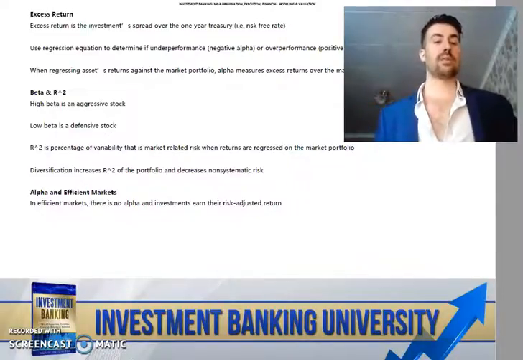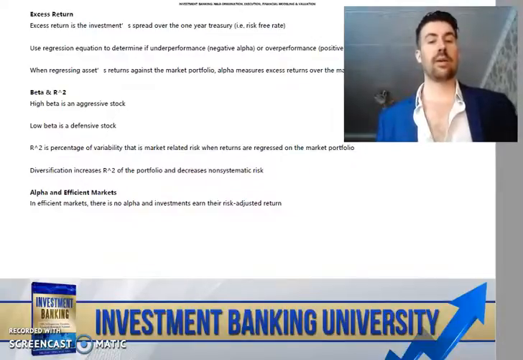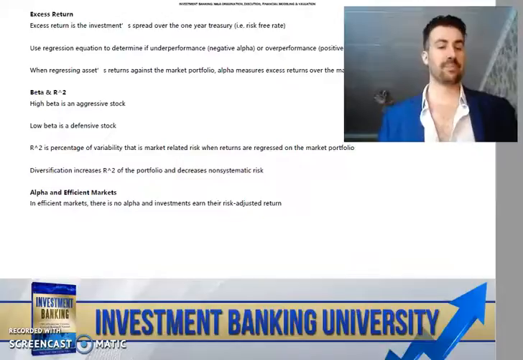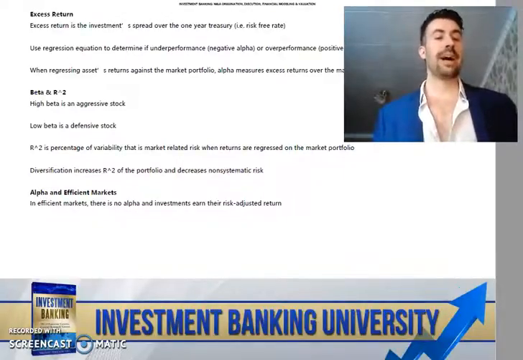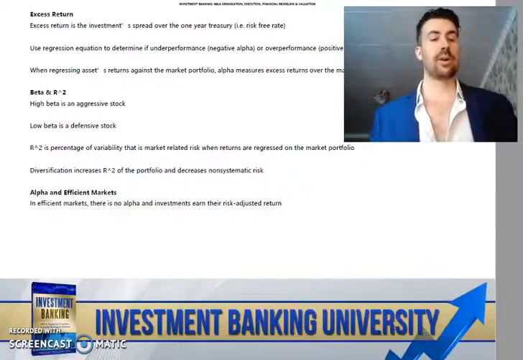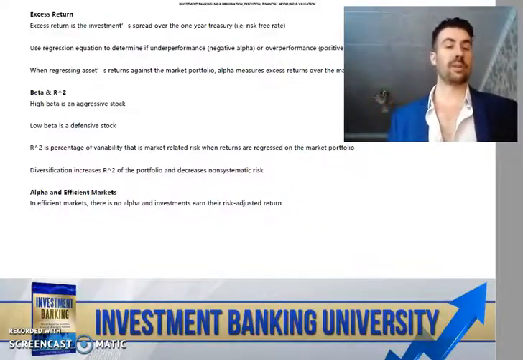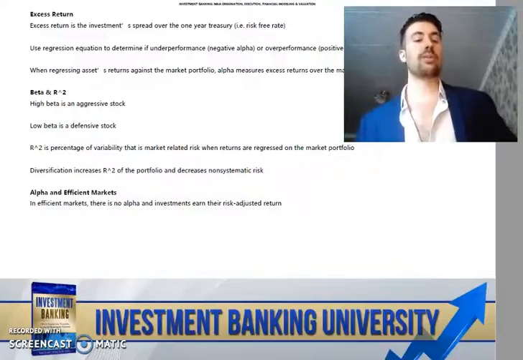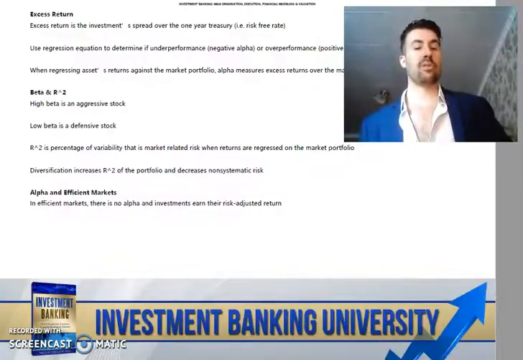When regressing an asset's return against the market portfolio, alpha measures excess returns over the market portfolio. When we're discussing beta and R squared, high beta is an aggressive stock, low beta is a defensive stock, and R squared is the percentage of variability that is market-related risk when returns are regressed on the market portfolio. Diversification increases R squared of the portfolio and decreases non-systematic risk.